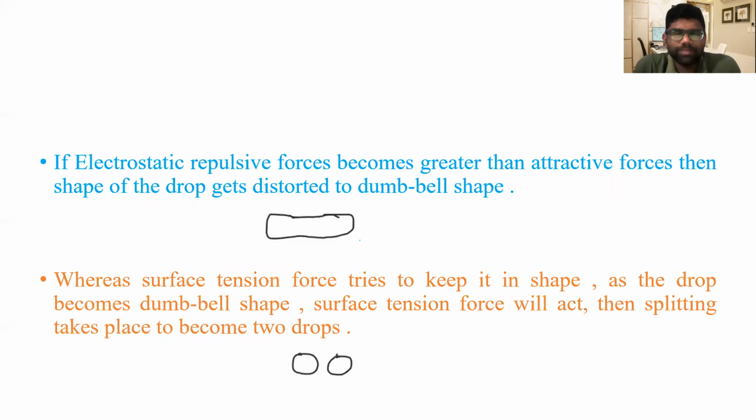Now, if electrostatic repulsive forces become greater than attractive forces, what will happen? The shape of the drop gets distorted. First it will become dumbbell shaped. The surface tension always tries to keep the drop in its shape. So as the drop becomes dumbbell shaped because the electrostatic repulsive forces are greater than the attractive forces, surface tension will act and split the drop into two drops. As you can see here, it will become two drops.